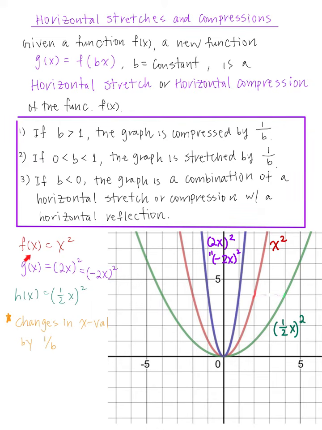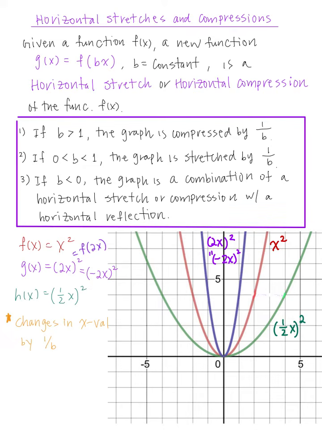Let's look at the same mother graph as when we learned the vertical stretches and compressions, which is y equals x squared. That's this red graph right here. Now let's look at our g of x. I wrote it as 2x, whole quantity squared. That's exactly the same thing as f of 2x. So in this case, our value for b is 2. That will be case 1 because 2 is greater than 1. So what does it say? If b is greater than 1, then the graph is compressed by 1 over 2.